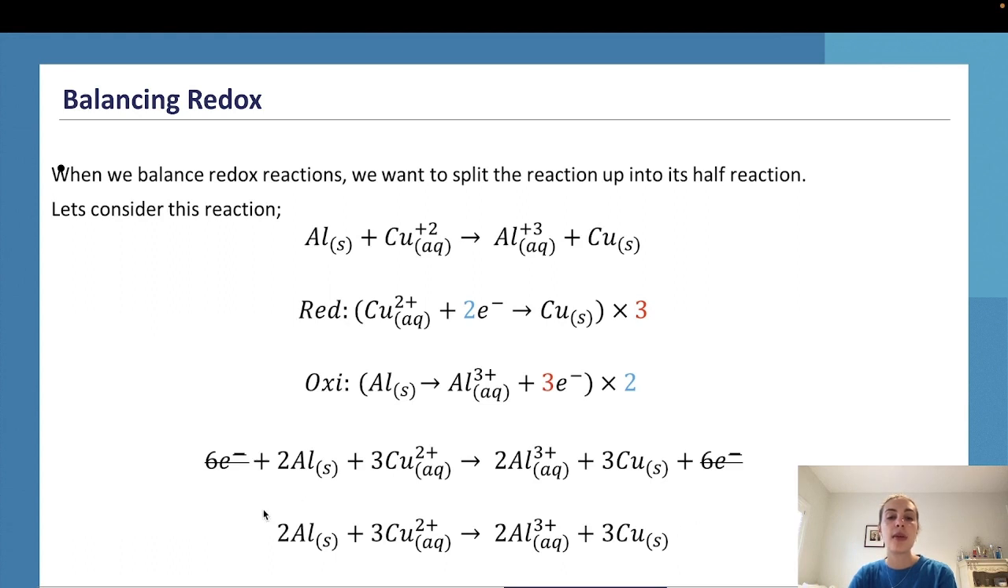The final thing that we do is cancel out anything which has any double ups. So we've got 6 electrons on each side, so we can cancel those out because there is no net change in electrons that we need to show. Then we end up, as our final redox reaction, with 2 aluminium solid plus 3 copper 2+ makes 2 aluminium 3+ plus 3 copper solid.